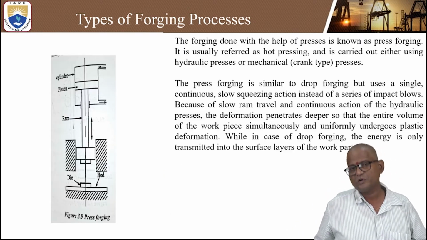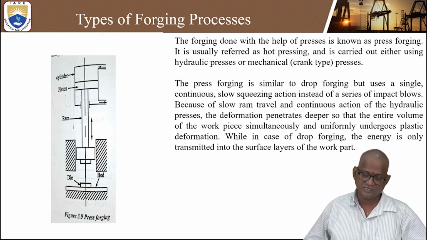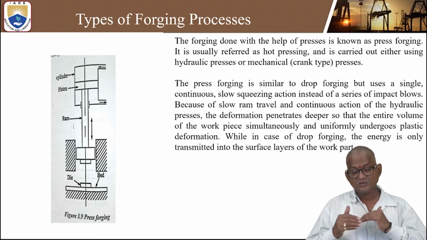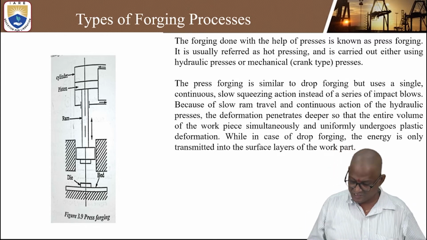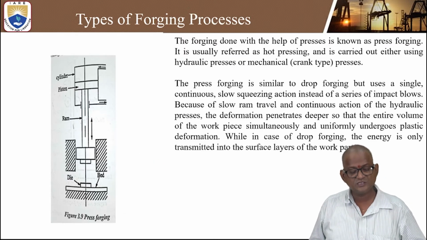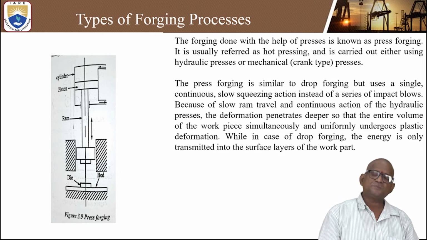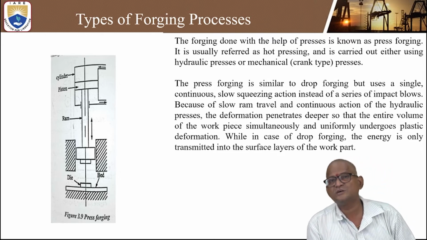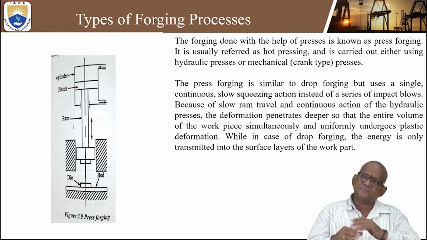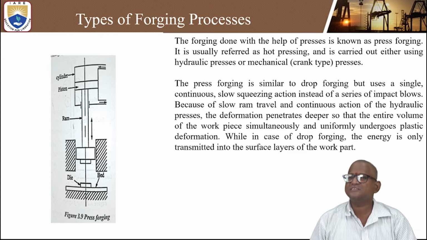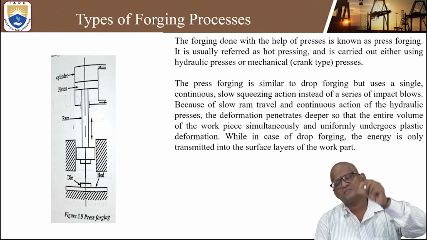Okay, I hope all the students can understand clearly about the forging process. Now let us see press forging. The only difference between drop forging and press forging is that in press forging you use pressing machines, like hydraulic presses or mechanical presses. Mechanical means a crank lever type of press, so there will be a rack and pinion gear attachment.